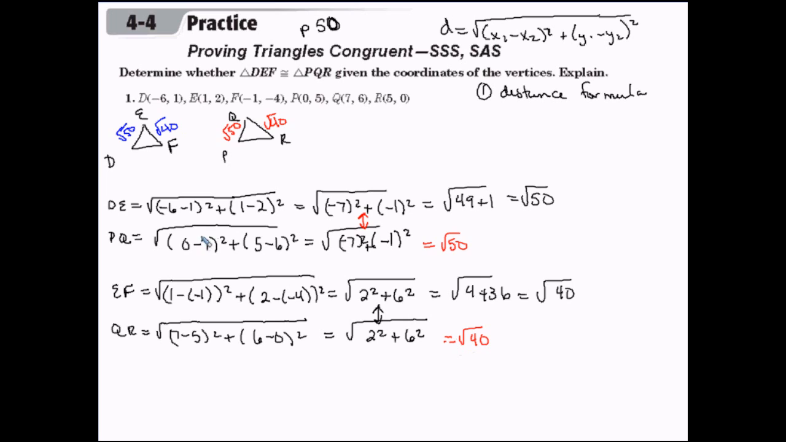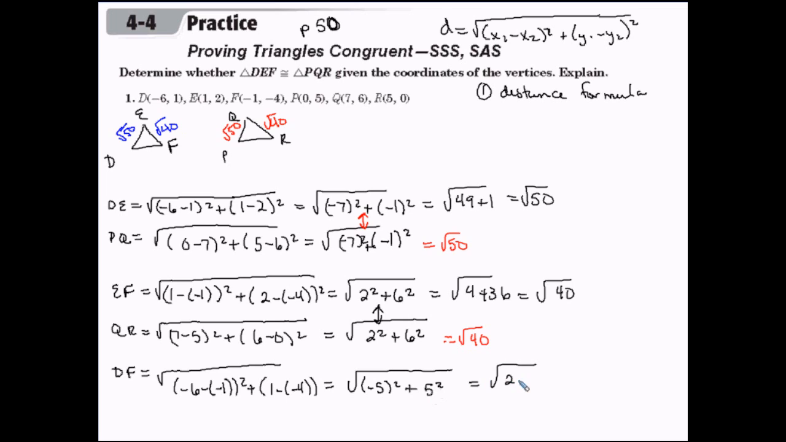So far so good. And finally the last set, DF. I have -6 minus -1 and 1 minus -4. And so I'm going to get -5 squared plus 5 squared, which is 25 and 25, so 50.